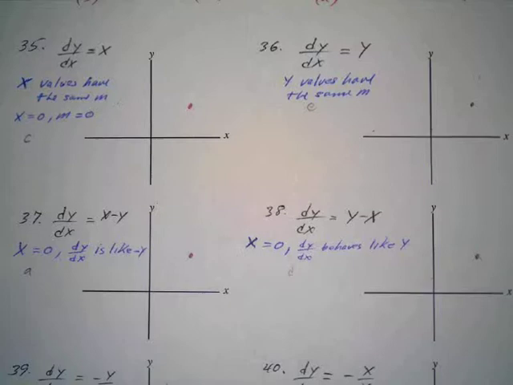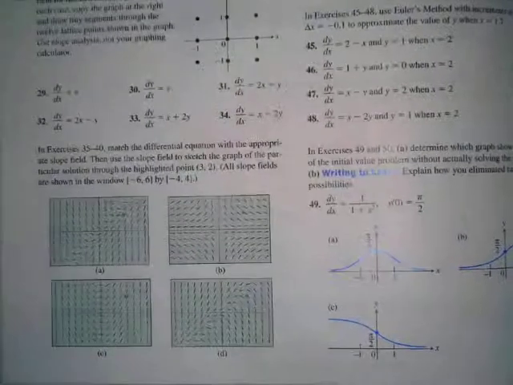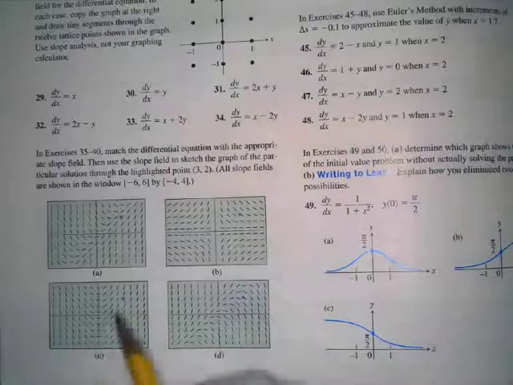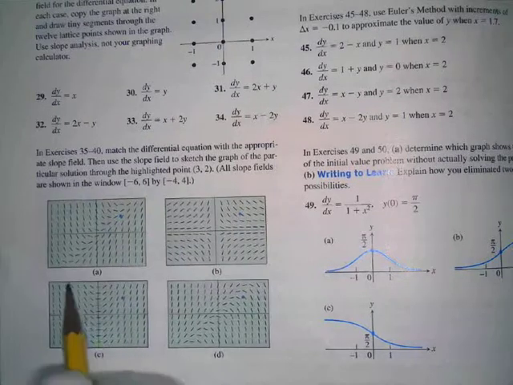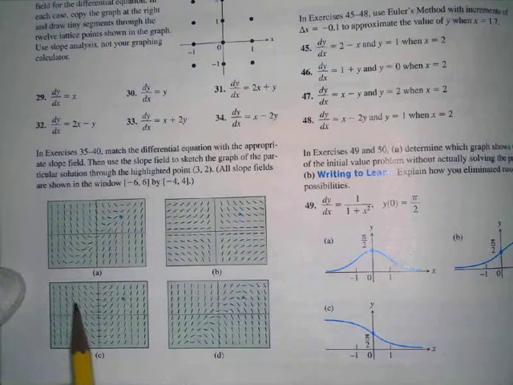Sorry, number 35 is C. If you look at C, it looks like it's curving around, following the curve. I'll show you here. Again, I should have blown these up. If you follow this curve around, it looks like it could have started over here, followed the current down here, and come up like that. So this is like the solution.